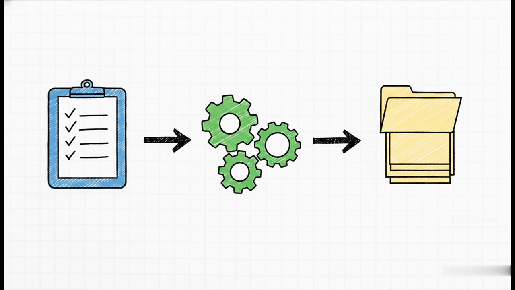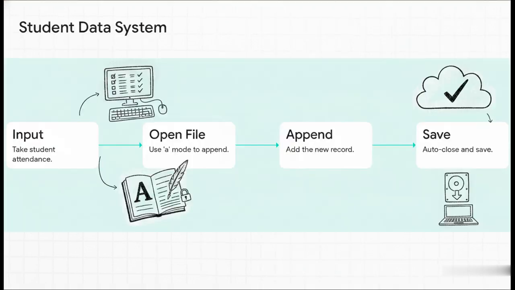I mean, an attendance system is completely useless if it forgets who was in class the second the bell rings, right? Automated reports require pulling data from one file, crunching the numbers, and writing it out to a brand new file. These are foundational systems used in literally every school and business out there. So let's look at how this builds into an actual mini project, like a student data storage system.